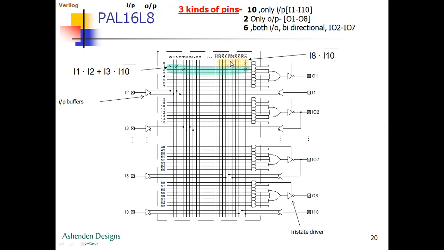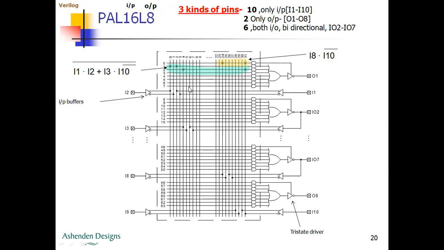So once you are familiar with the information regarding the architecture, let me see the next part of it. Okay, so we have some equations to be implemented, like I1 dot I2 plus I3 dot I10 bar whole bar, etc. Let me analyze what sort of information we have to be implemented on this grid.